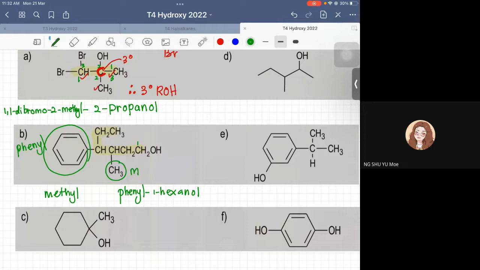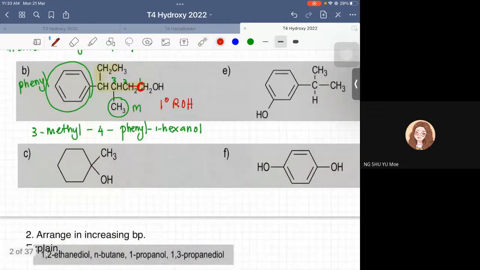Okay, so siapa yang datang dulu? Methyl dulu lah. 1, 2, 3. Methyl at carbon number 3 and carbon number 4 we have phenyl. So 3 methyl, 4 phenyl, 1 hexanol. Class of the alcohol. So alpha carbon is primary carbon because attached to 1 carbon. So dia adalah primary alcohol because OH attached to primary alpha carbon.